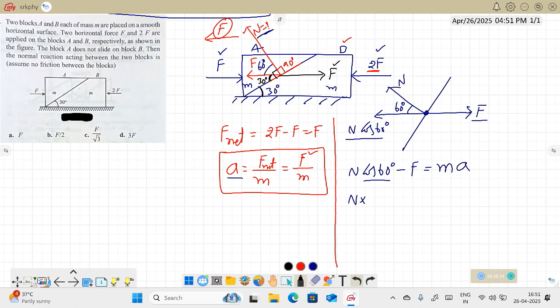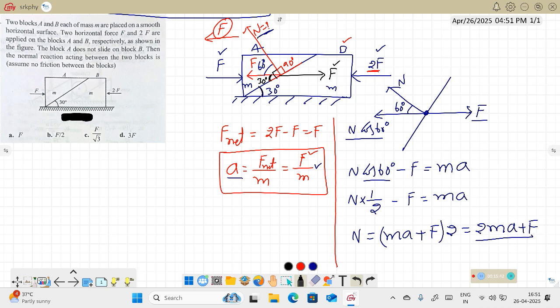Cos 60 value is 1 by 2, so we can write N by 2 minus F is equal to mass into acceleration. Where is the acceleration? We can write it as F by m, or otherwise you keep it like this. The N value we need to find. N is equal to ma plus F, that is, N by 2. If you multiply with 2, that becomes N equals 2 times ma plus F. First, this is the part we get.